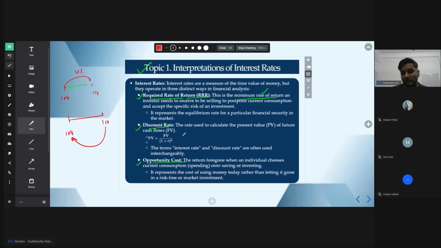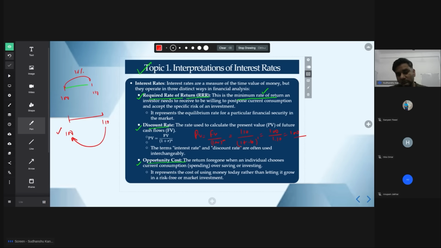So when you have to find the present value, it is the future value divided by (1 + r) raised to the power n. How did I get that? 110, with 1 + r where r is 10%, 0.10, raised to the power 1. If you divide 110 by 1.10, you get 100. So you are getting the same value. Discount rate is the rate used to calculate the present value of future cash flows.